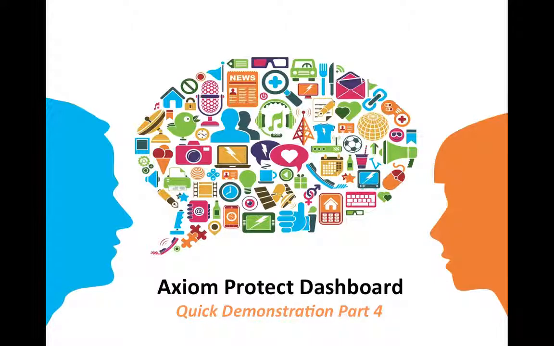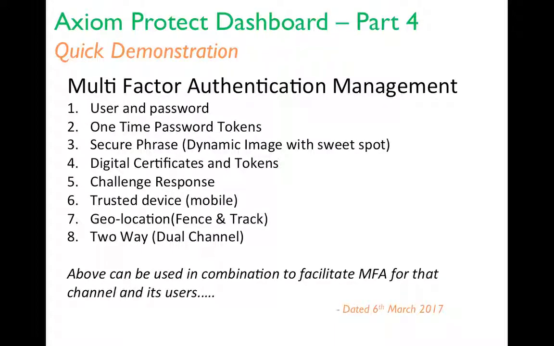AxiomProtect dashboard. So we are looking at the settings part now, as well as the users, what all the multi-factor authentication platform can enable. So today what we're going to cover is the multi-factor authentication management part. That means it starts with username and password, which is your first factor. Then is your second factor, which is one-time password tokens, which is auth time-based one-time password tokens, which could be generated via out-of-band tokens or hardware tokens or software tokens.